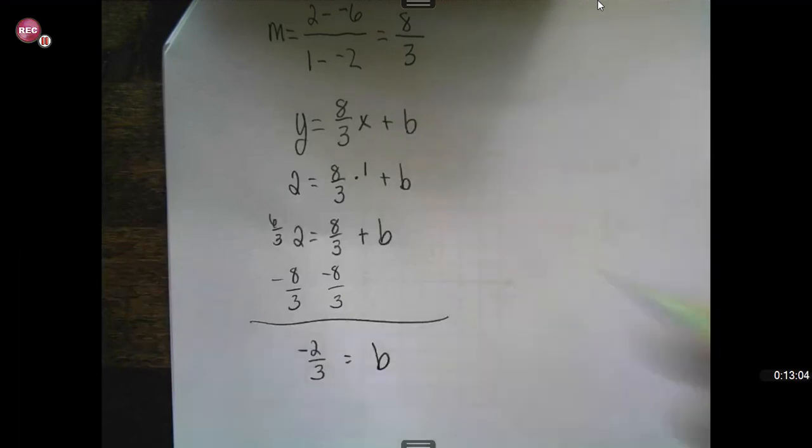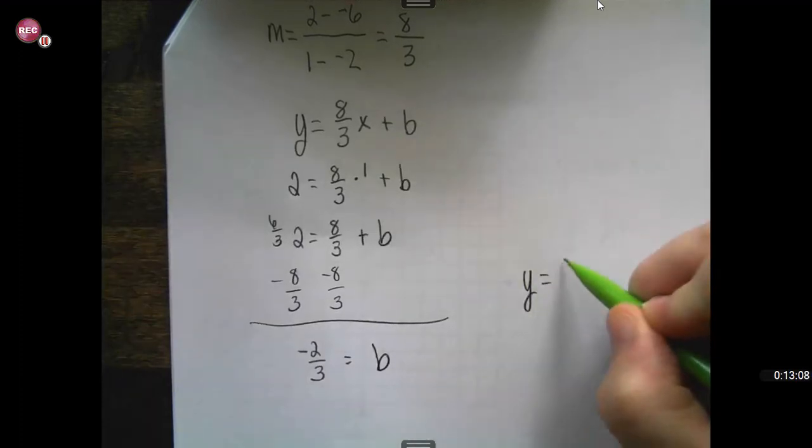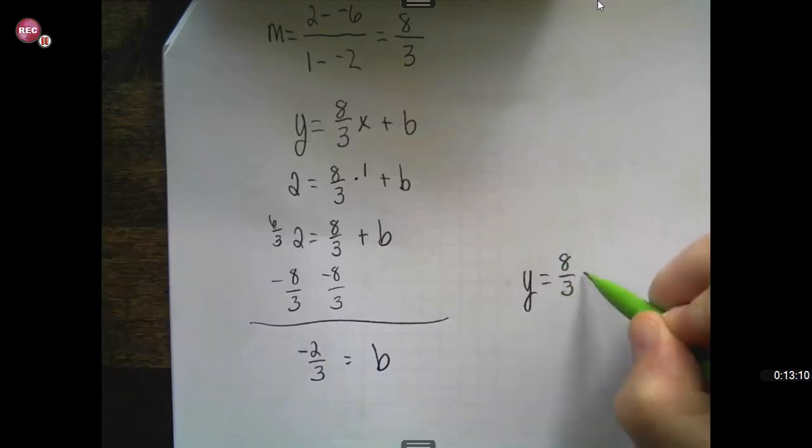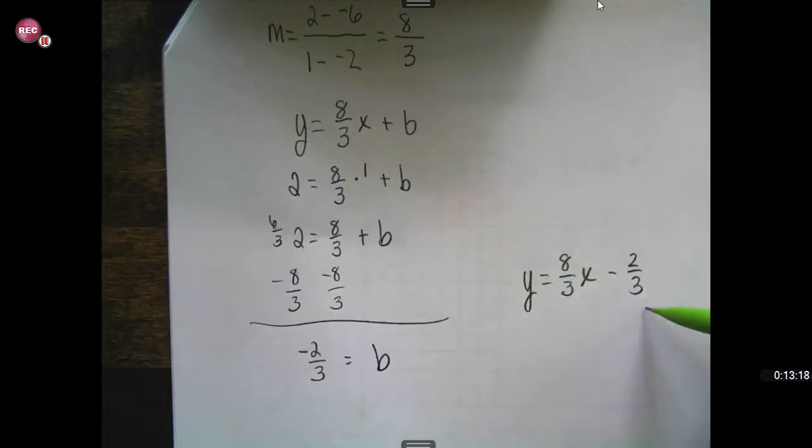So anyway, my answer, we're all done here. My answer is y equals the slope, which is 8/3 x, minus the y-intercept, which is 2/3. And this would be a difficult one to graph because of the y-intercept being 2/3. It just makes it a harder one to graph. I'm not even going to attempt to show you because I don't have a piece of graph paper here to go.